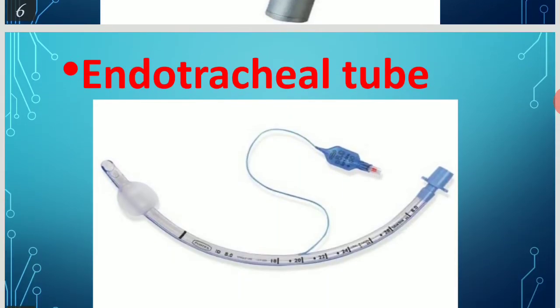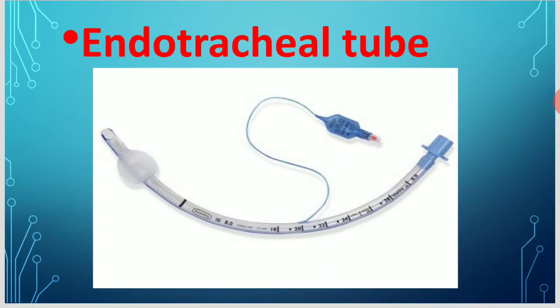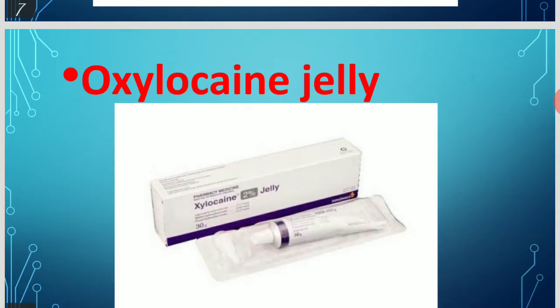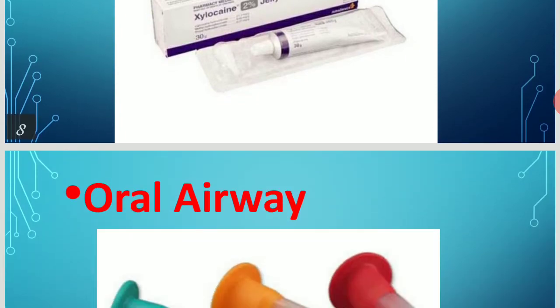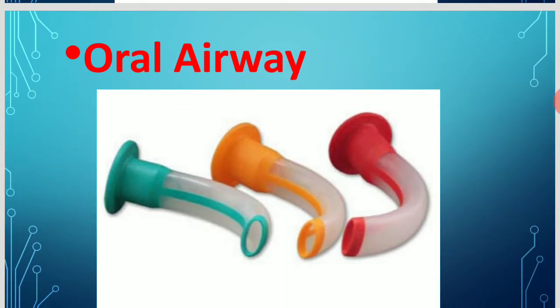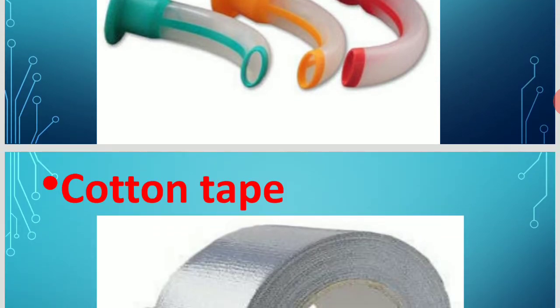Then next is the endotracheal tube, inserted through the mouth. Next is xylocaine jelly, an anesthetic jelly applied to the endotracheal tube before insertion. Then next is the oral airway, to administer oxygen and to prevent biting of the endotracheal tube.